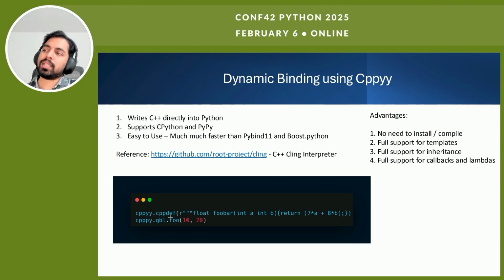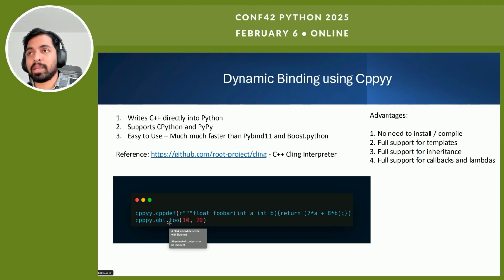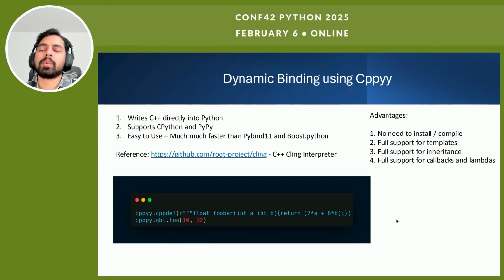In this screenshot, you could directly write this Python code using cppyy, and then you can actually call it in the global namespace and print the output. This is much, much faster than pybind11 and Boost Python, and it's much easier to use. The advantages are, as I said, no setup, no installation, no compilation. It has a lot more support for templates, inheritance, callbacks, lambdas, and other modern C++ features. So the industry is moving towards using cppyy in cross-language projects.